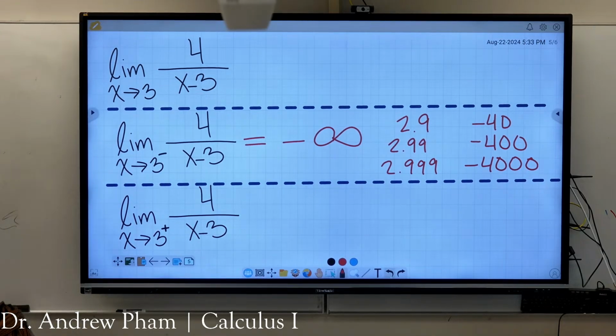So in other words, this limit is not approaching a single number. It just keeps on growing in the negative direction the closer I get. So this limit is what I'm going to claim to be equal to negative infinity. It doesn't end no matter how close I get.